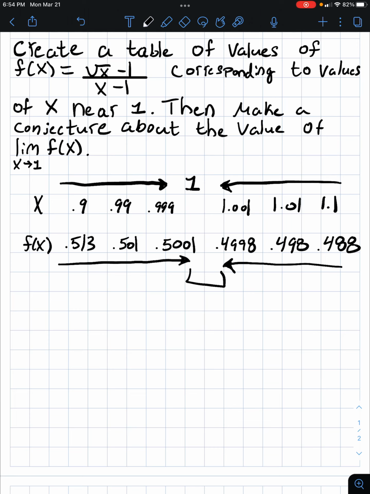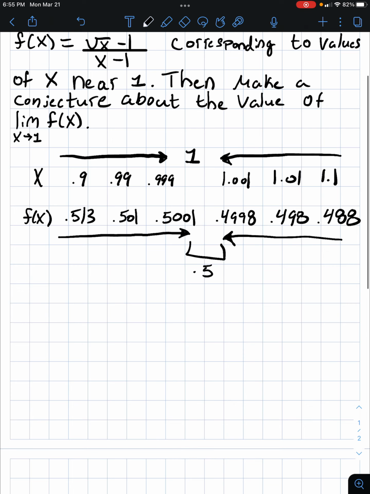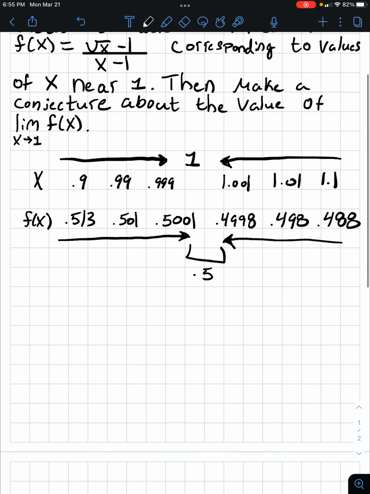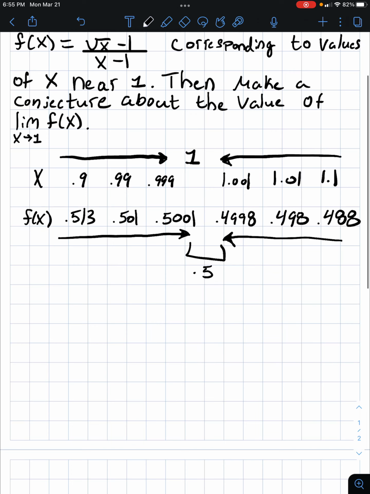So, what do we see from our f of x values as we are approaching 1? Well, what does it seem like we are approaching? What number? From the left-hand side, it looks like we're approaching 0.5. And from the right-hand side, it looks like we are also approaching 0.5. So, from this table that we have created, there is numerical evidence which suggests that f of x approaches 0.5 as x approaches 1. So, we can state the limit of f of x as x approaches 1 is equal to 0.5.